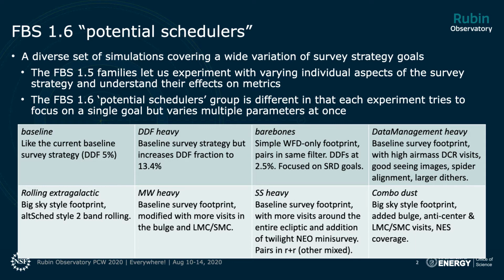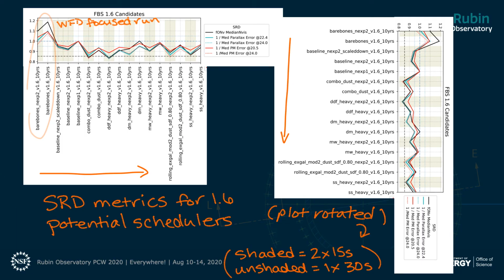So how did these look? I'm going to show you what looks like a kind of complicated plot here. This is the same plot on the left and the right, but rotated, so that you can read the labels for each of the simulations easier on the right, but it's easier for the eye to follow the metric results, which are the little lines on the left.